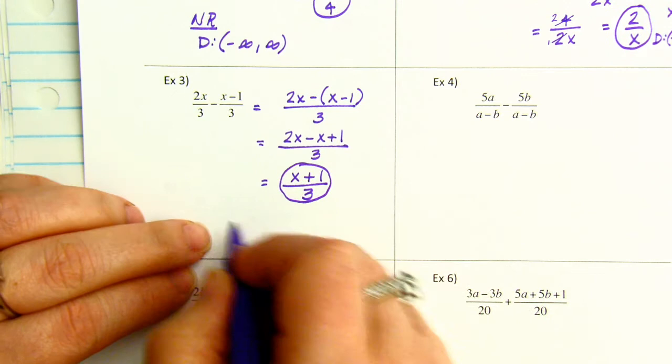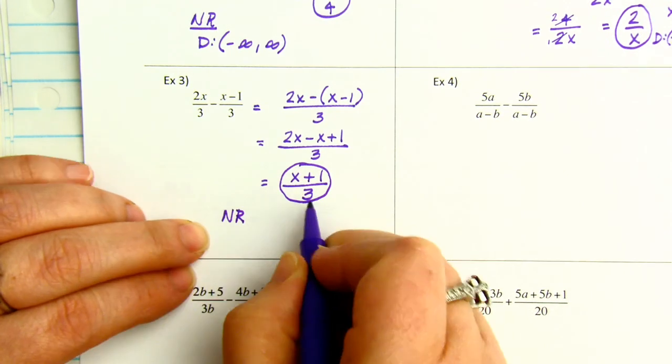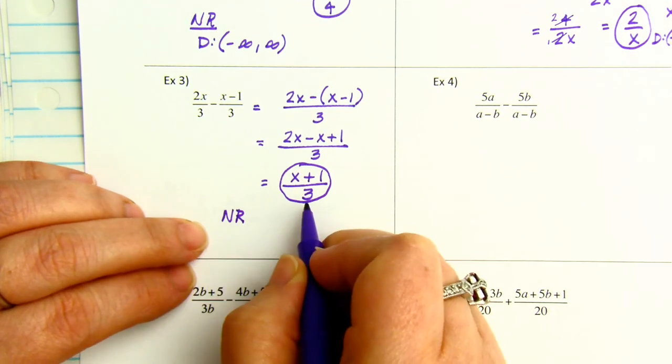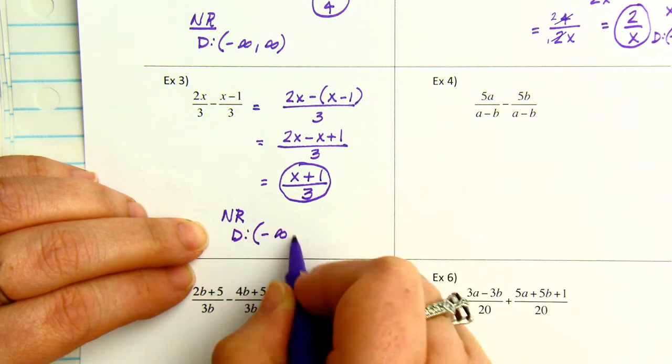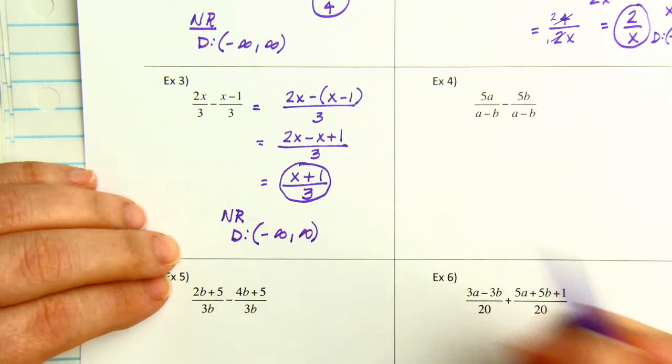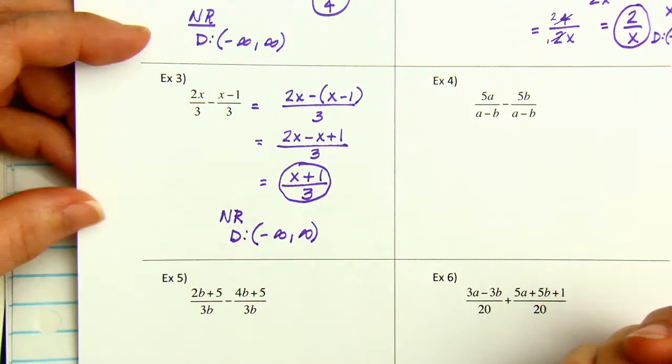No restrictions. I don't have an x or any variable in the denominator, so there are no restrictions. So my domain is negative to positive infinity. Example 4.